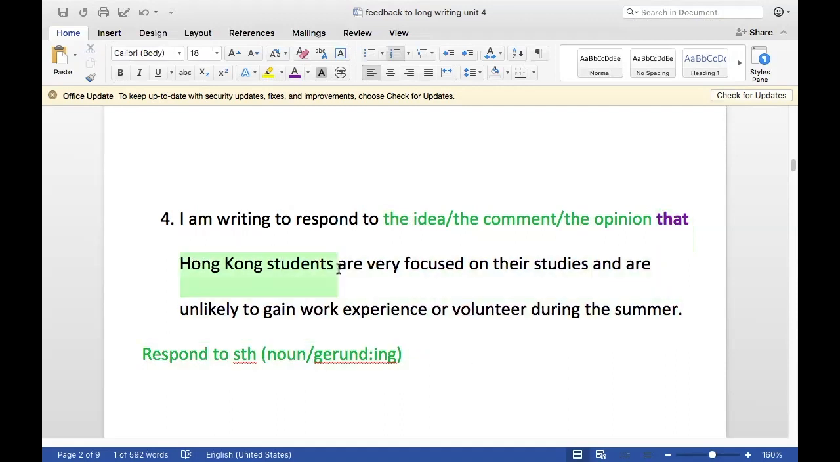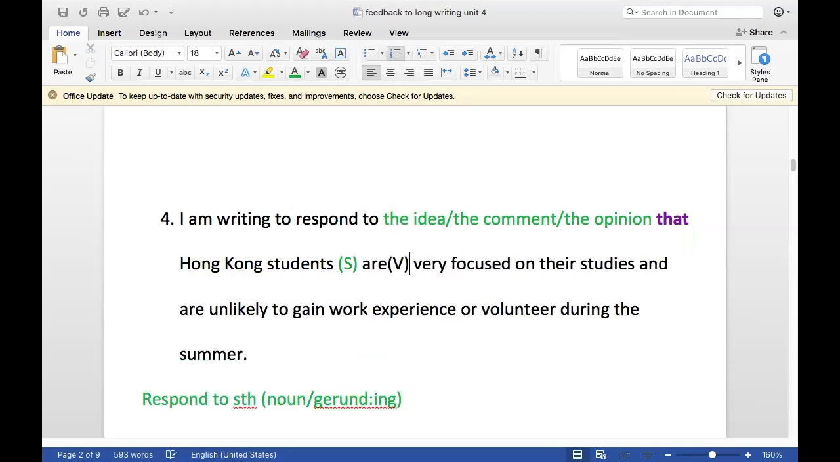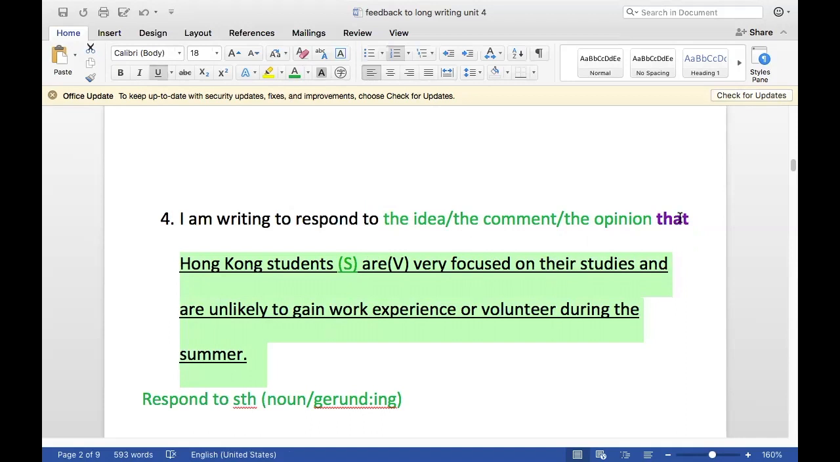After that, you see this is a clause. Now, Hong Kong students is the subject, right? Are is the verb of the sentence structure. So you see this is a clause, okay? And they are, right? This is another clause actually. They're unlikely to gain work experience. So before the clause, put that: respond to the idea that.